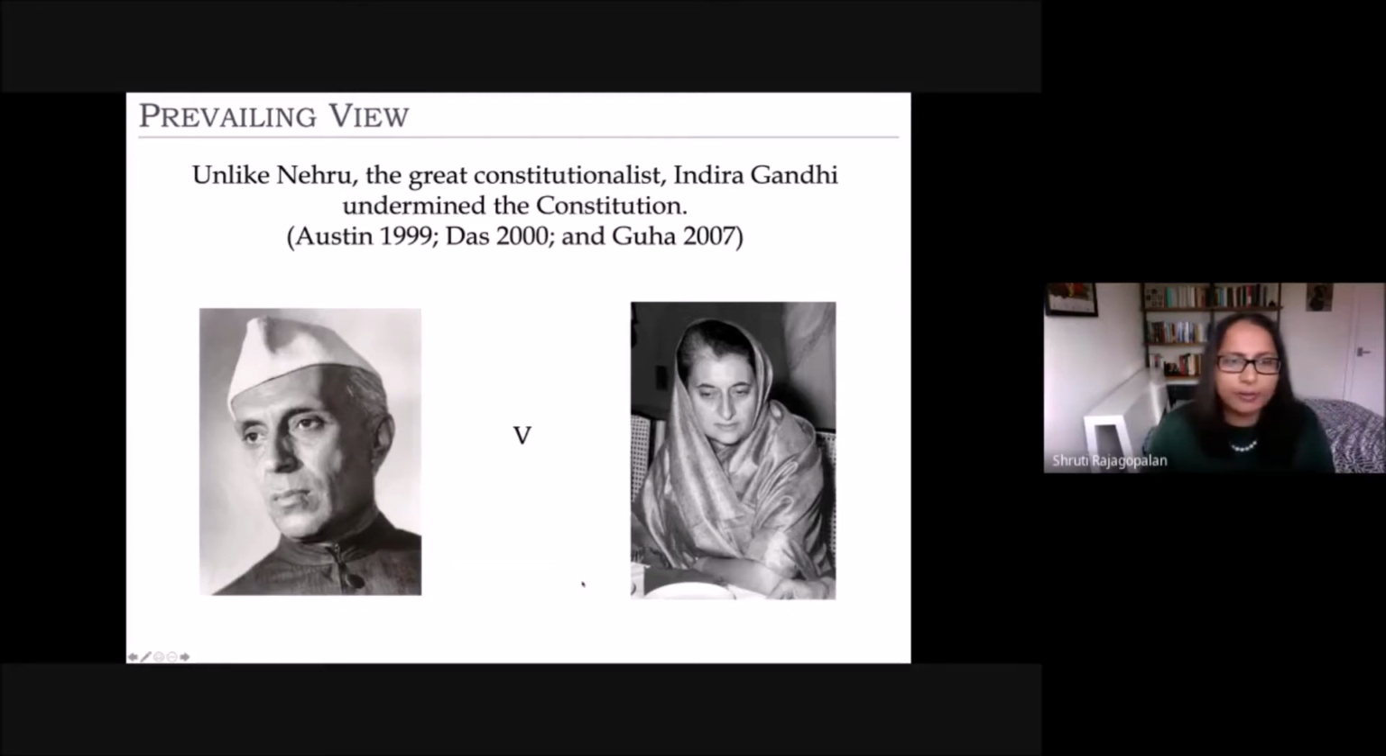So, right at the birth of the republic, Nehru got it right. He was the great constitutionalist. And then by the time Indira Gandhi came along, and as we know, in the worst case with the excesses of the emergency, things really started going downhill.